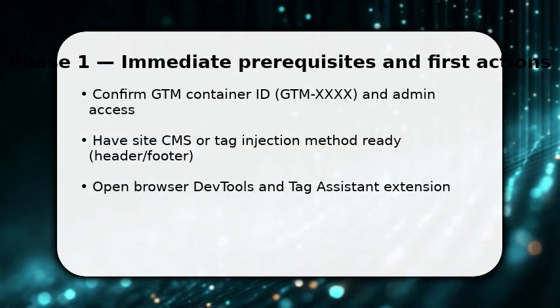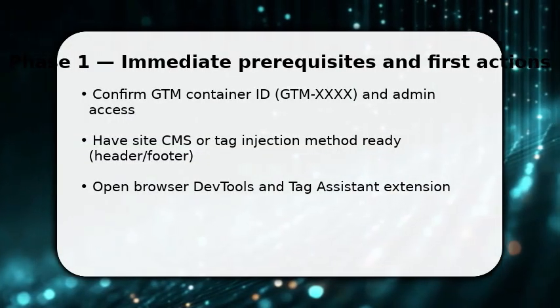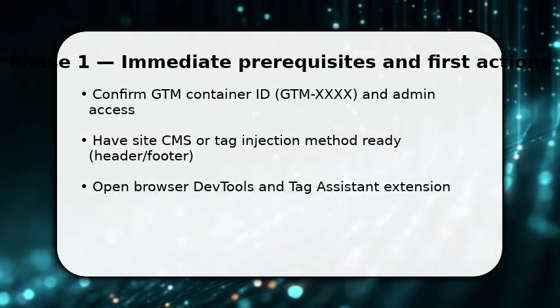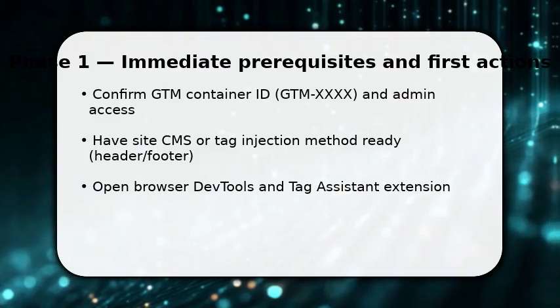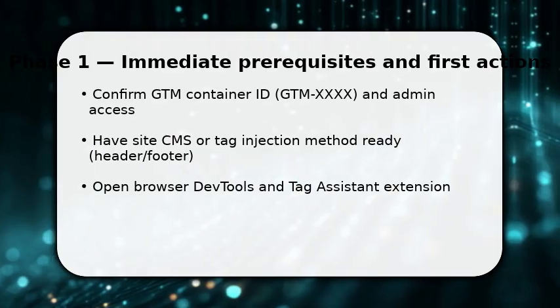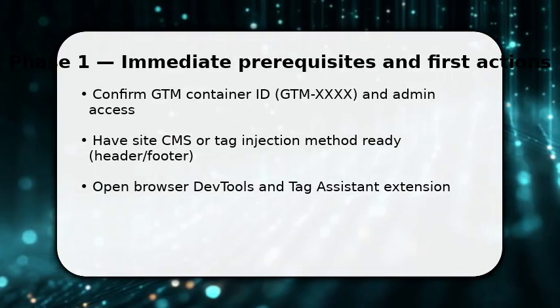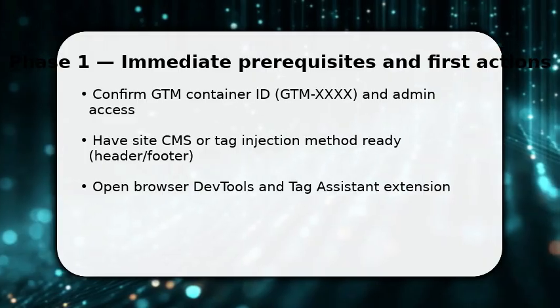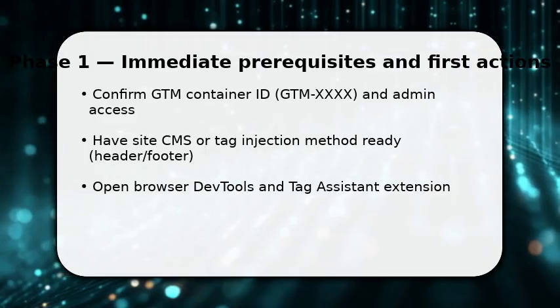You begin by confirming prerequisites: container ID, admin rights, and where to place code on your site. Once done, open Google Tag Manager and copy the container snippet. Then, paste the snippet in the site header and body according to GTM instructions so tags load correctly.